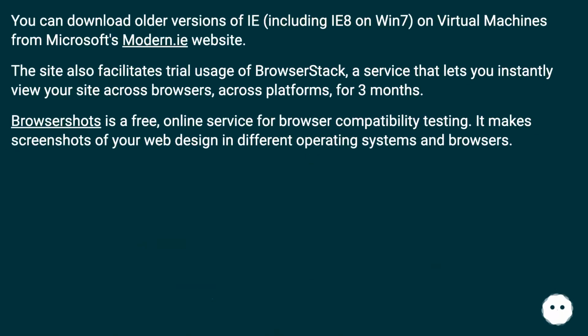You can download older versions of IE, including IE8 on Win 7, on virtual machines from Microsoft's modern.ie website. The site also facilitates trial usage of BrowserStack, a service that lets you instantly view your site across browsers, across platforms, for 3 months. BrowserShots is a free, online service for browser compatibility testing. It makes screenshots of your web design in different operating systems and browsers.